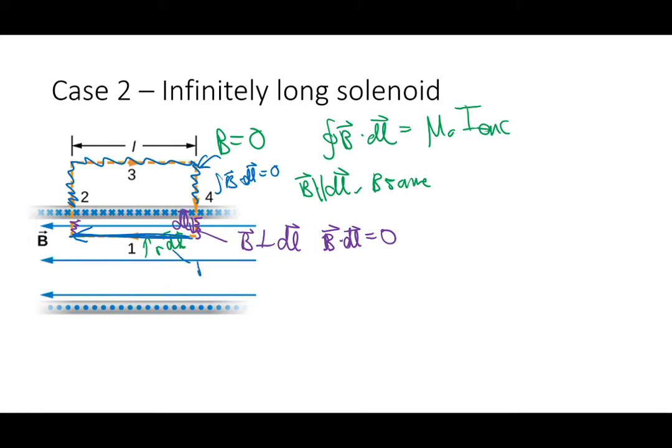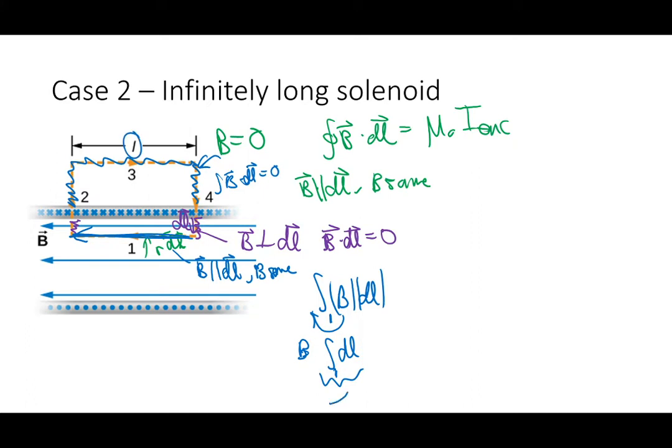And within this chunk, you do have B and dl the same direction. So then this whole thing becomes just B along section 1. And then B comes out, so then B times the length of this, which is just this L here. So that's L like that.